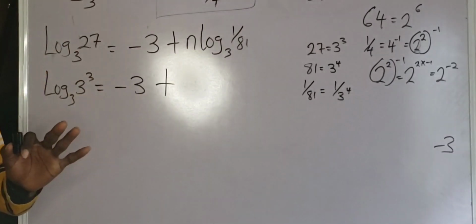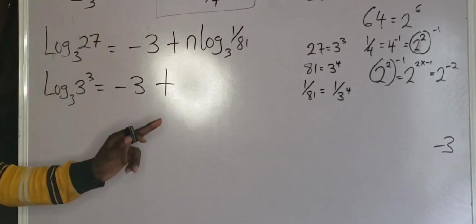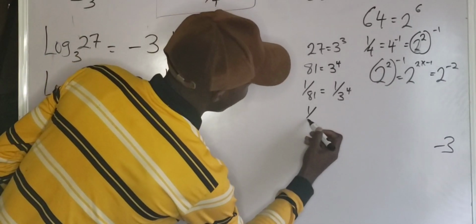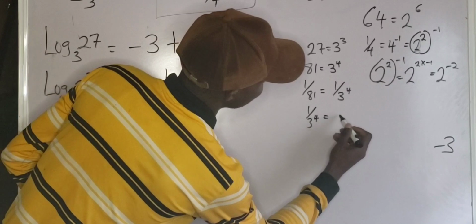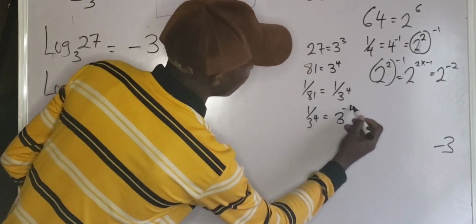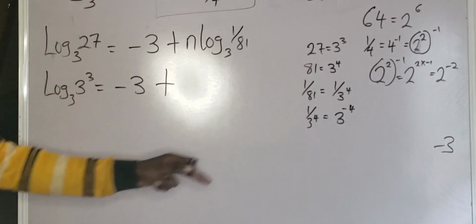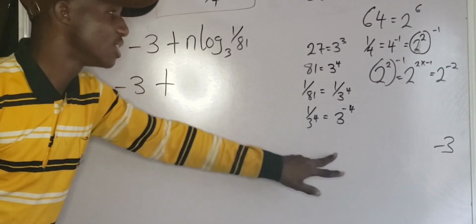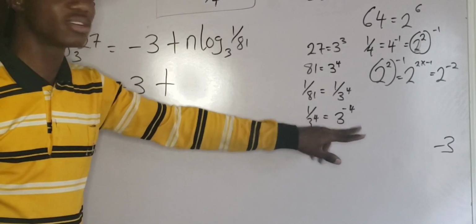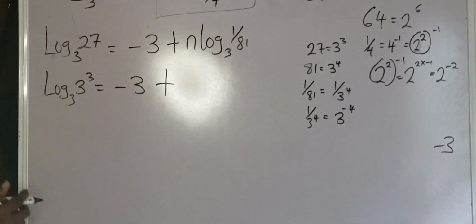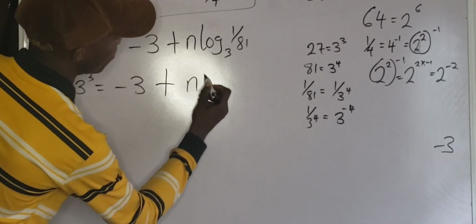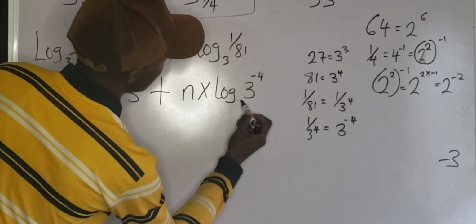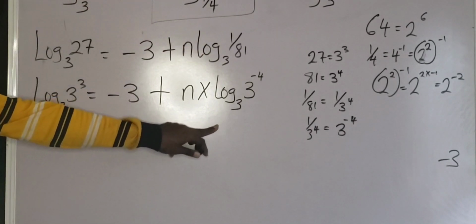Do you understand? Please, it is very, very important that you understand this. Okay? These are basic laws of indices. Now, 1 over 3 raised to the power of 4 can be written as 3 raised to the power of minus 4, according to the law of indices, the inverse law of a power. I make use of the laws of indices. You understand? So for this, I'm going to have n multiplied by log 3 raised to the power of minus 4 base 3. Do you understand how I got this?